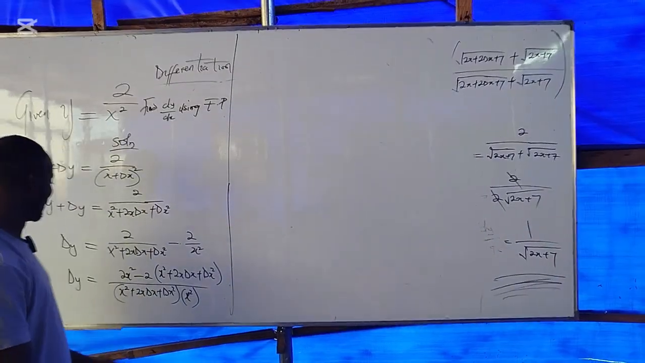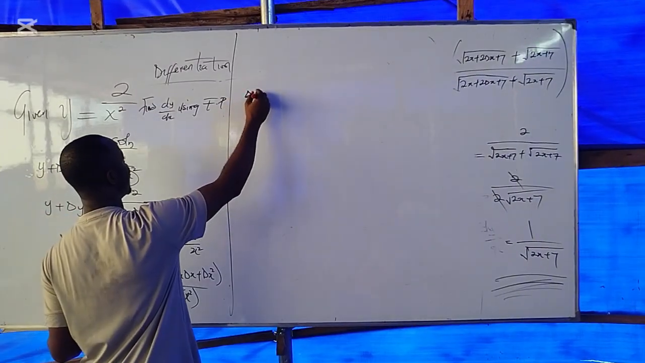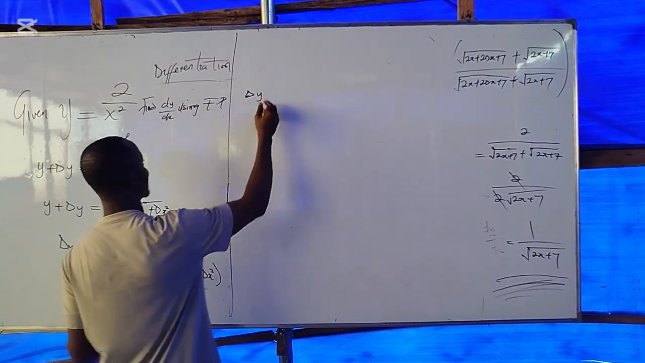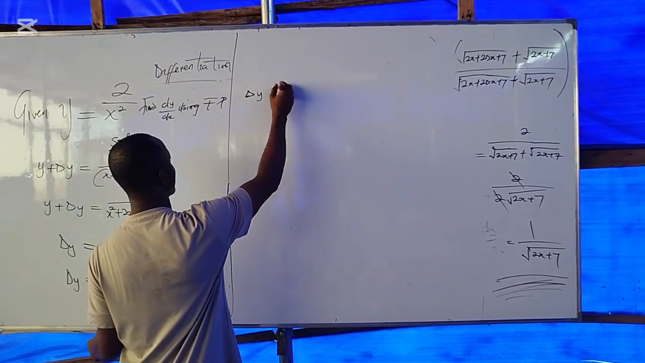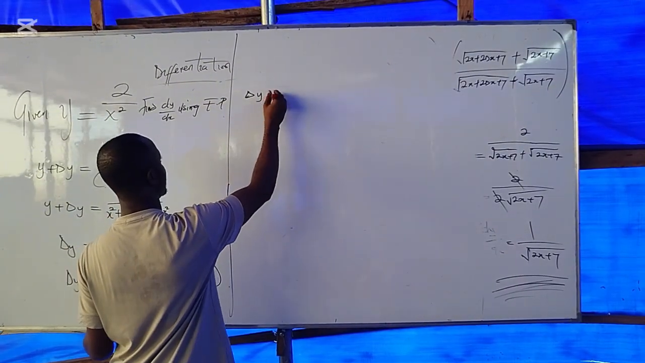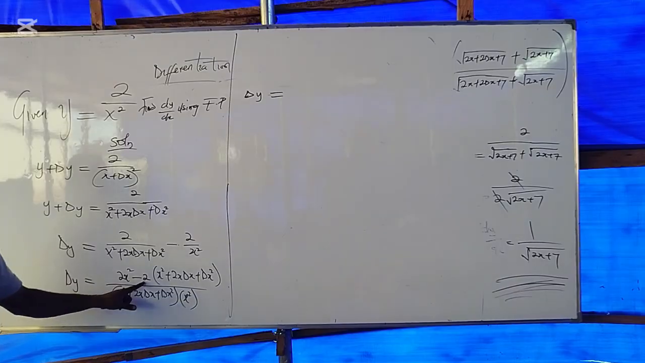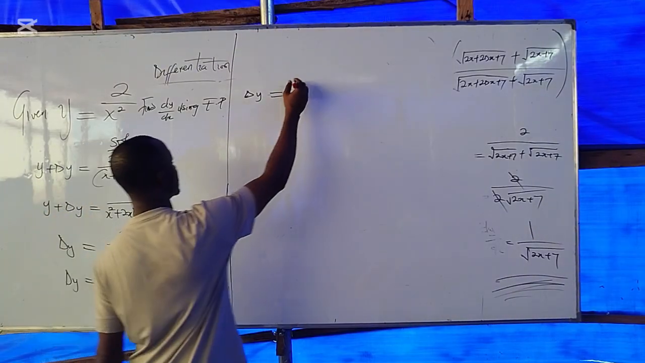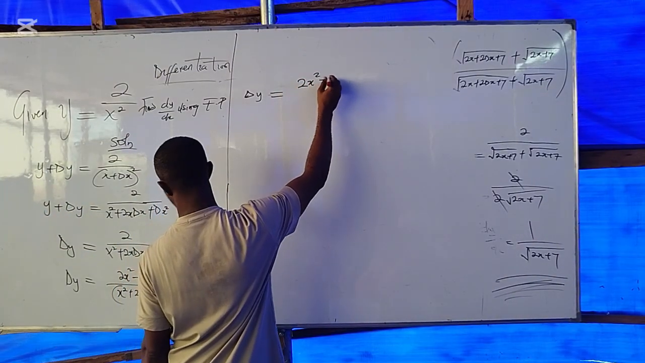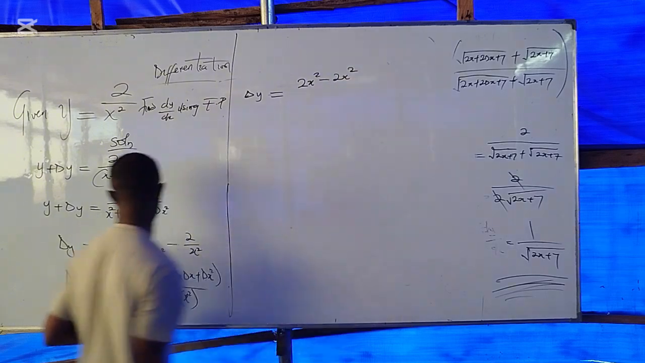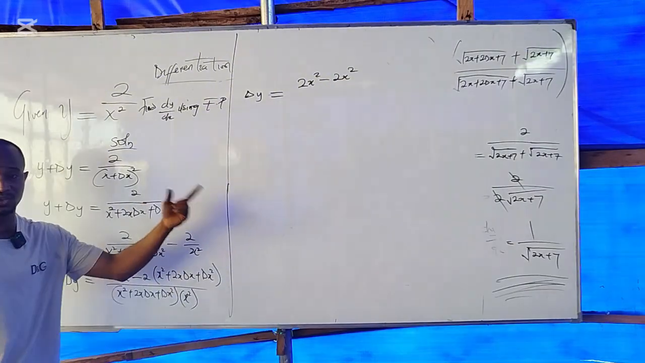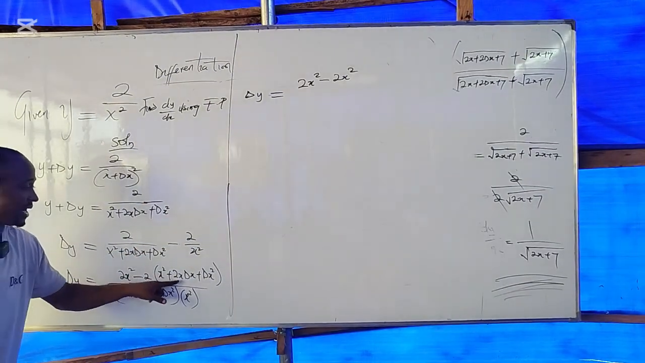Alright, let's finish up. So we have that delta y is equal to what? Let's finish up this. Sorry. Is equal to what? Can we expand this? This will give us what? 2x squared minus what? 2x squared, minus 2 times x squared is what? Minus 2x squared. Minus 2 times 2x delta x is what?